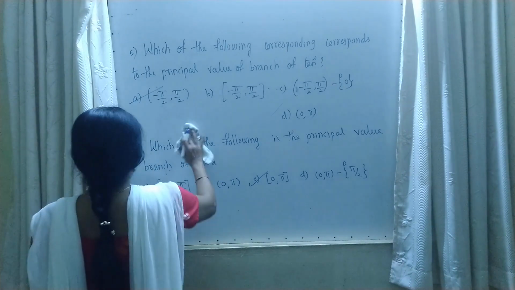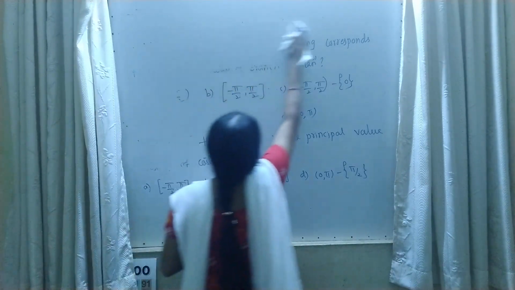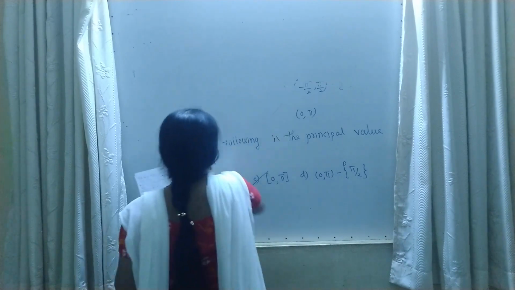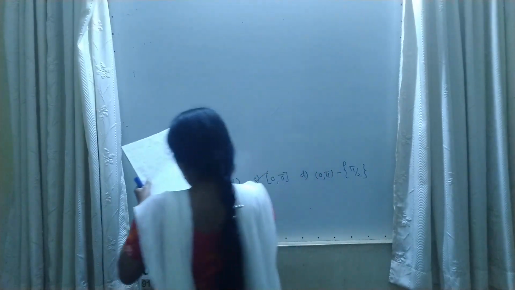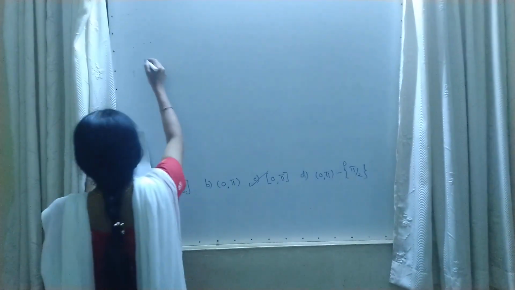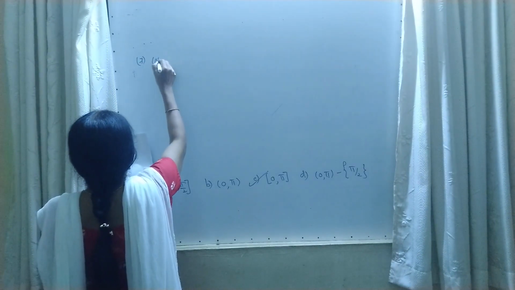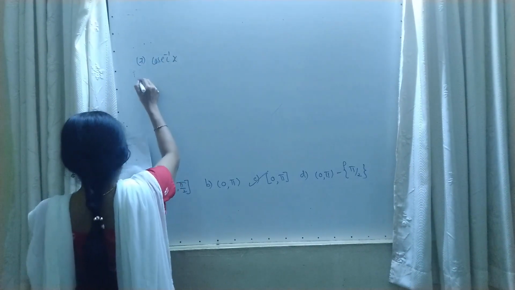Next. Similarly, the seventh one is cosec inverse, the principal value branch. I am writing only that cosec inverse. Which of the following is the principal value branch of cosec inverse x?